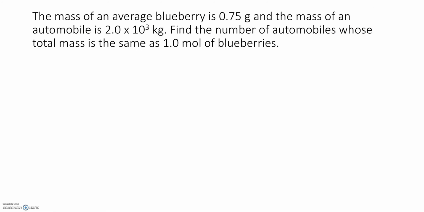So here we go. This is the problem. The mass of an average blueberry is 0.75 grams, and the mass of an automobile is 2.0 times 10 to the 3 kilograms. Considerably more because it's considerably larger. But what we want to know is find the number of automobiles whose total mass is the same as 1 mole of blueberries. So it's a little bit counterintuitive, but how do we solve this problem?